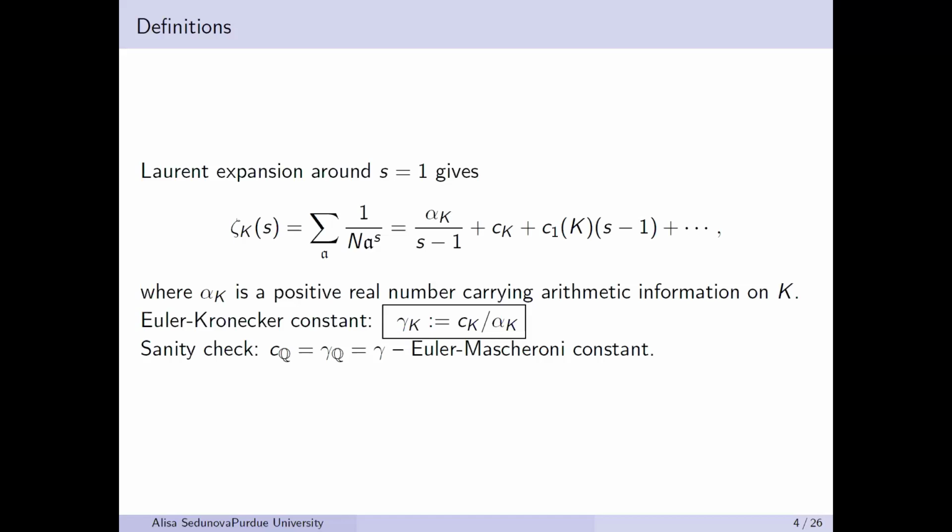This is why it is interesting, and the Euler-Kronecker constant is defined as gamma sub K, for the field K, which is c_K divided by alpha_K. And again, the sanity check: if we are over the rationals, then here we have the sum over n of 1 over n to the s, and here we have 1 divided by s minus 1 plus the normal gamma, which is the Euler constant. So our gamma sub Q is going to be equal to the normal Euler gamma.